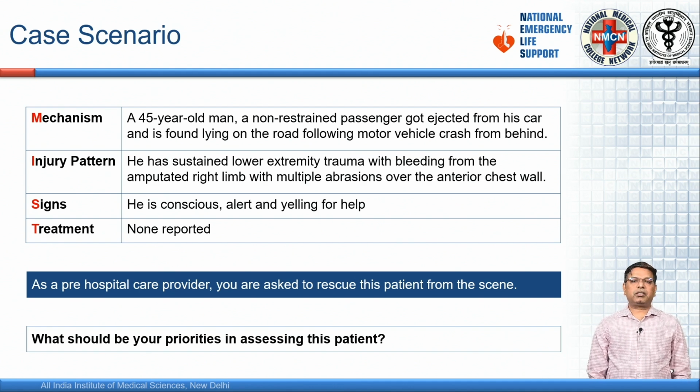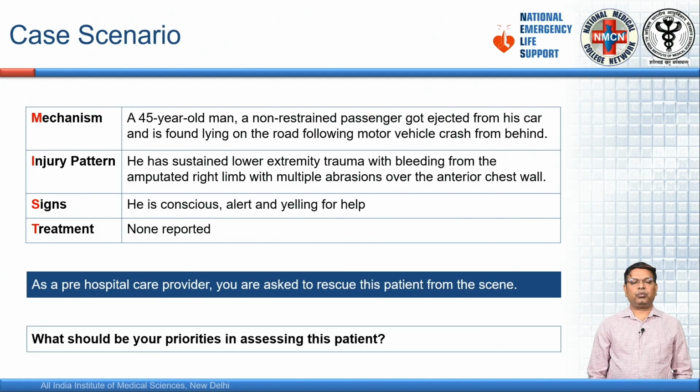Just remember this way of reading a case scenario, we call it the MIST format. So we understood the mechanism, M. The mechanism was a road traffic crash, got ejected, hit from behind and found lying on the road. Injury pattern: he has lower extremity trauma with bleeding and multiple abrasions over the chest. The signs we got: he is still conscious, alert, crying for help, and has had no treatment. So this is the MIST format of information.